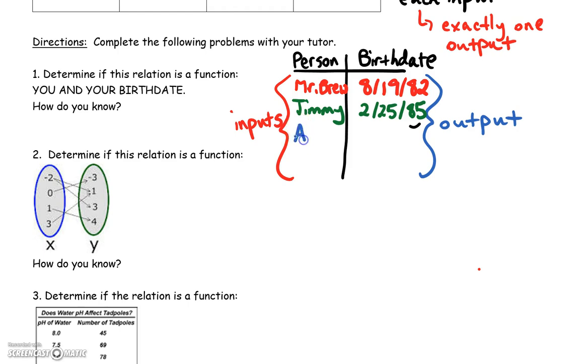I have another friend, we'll call him Alex, and he was also born on 2/25/85. In fact, Jimmy and Alex are twins. And so we take a look there. If we input Alex to this particular relation, we get back a single output, February 25th, 1985. And so it seems that no matter who we insert into the function, we get back one output, their particular birth date. It doesn't matter that there are two outputs that have the same value, only that each input maps to a single output. And so I would say that this particular relation, you and your birth date, is in fact a function.